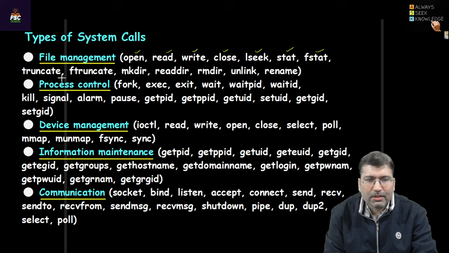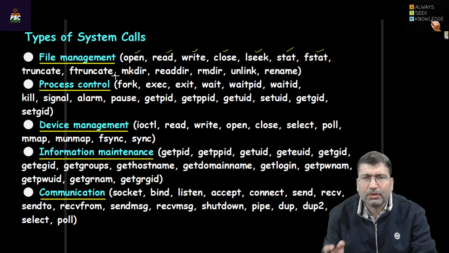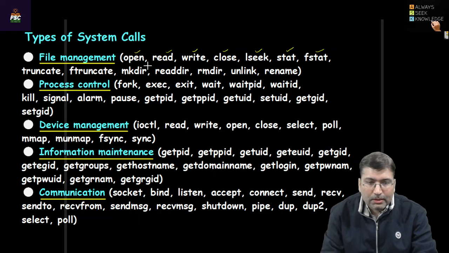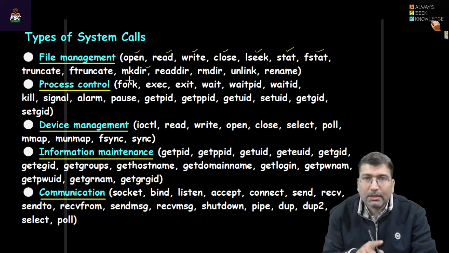Then there is a truncate or ftruncate system call. Truncate system call we generally use to resize a file. So if a file is allocated with a number of blocks, if you want to reallocate those things, then you can use truncate or ftruncate, right? Then mkdir, it is a system call also. We have studied mkdir as a command also.